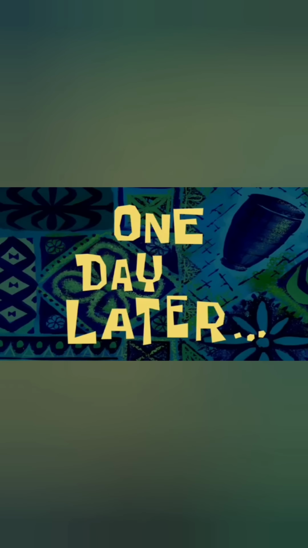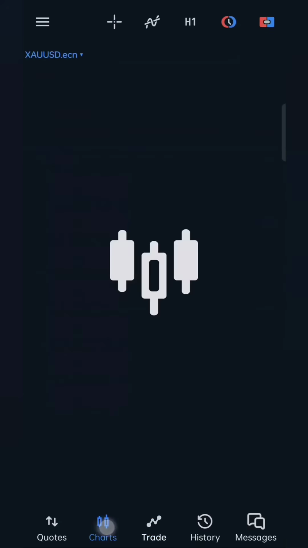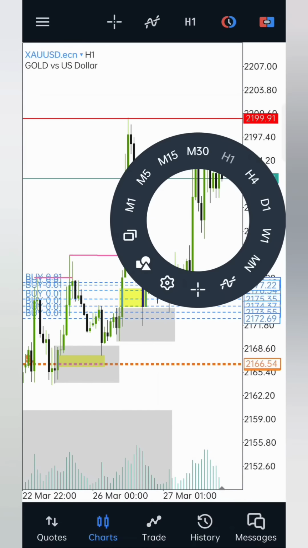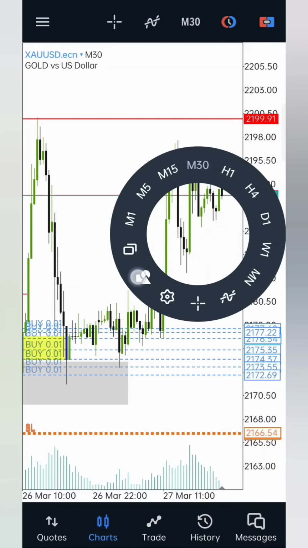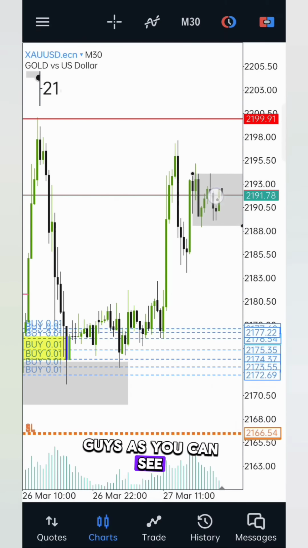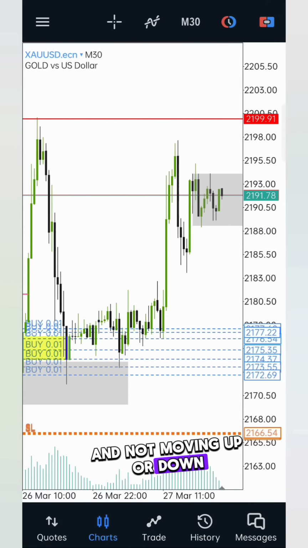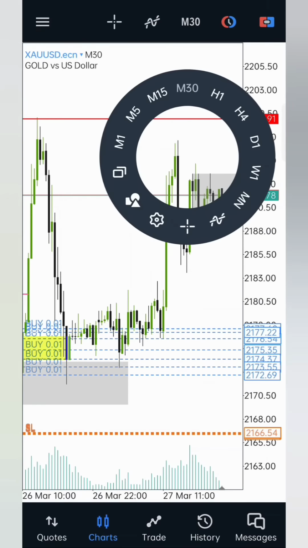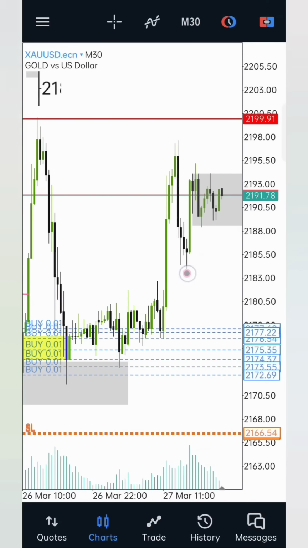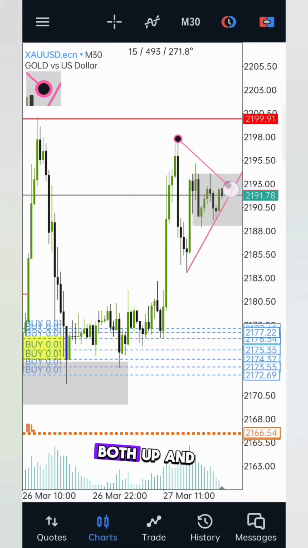One day later. Nice. Guys, as you can see, prices are currently consolidating in this range and not moving up or down. Now, if we think like a trendline trader, we can see that the price is now creating both up and down liquidity.